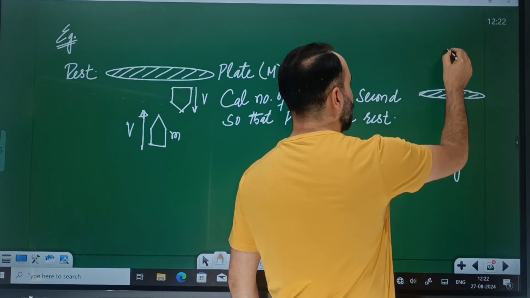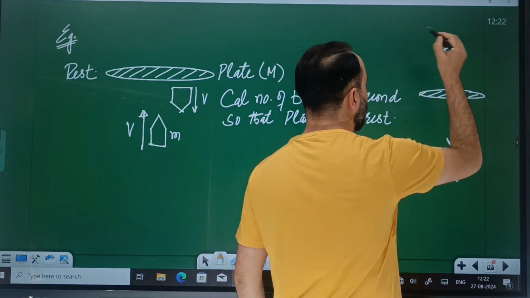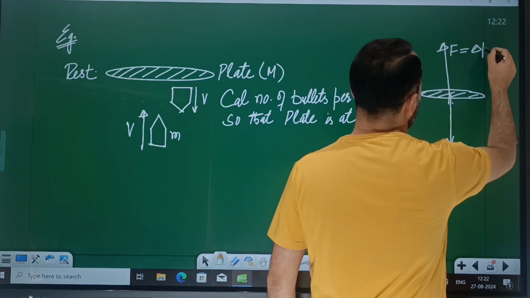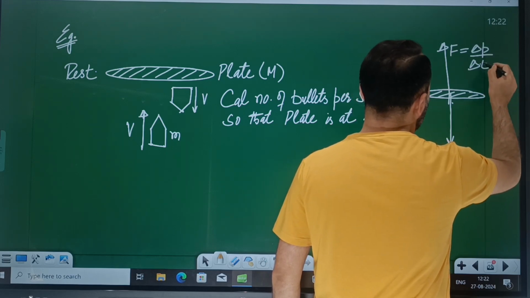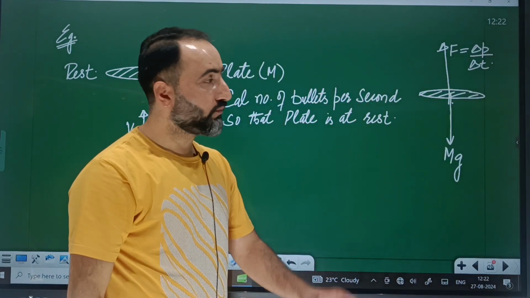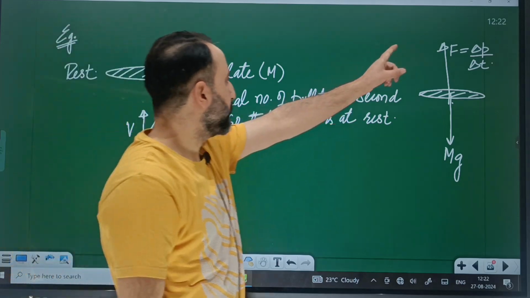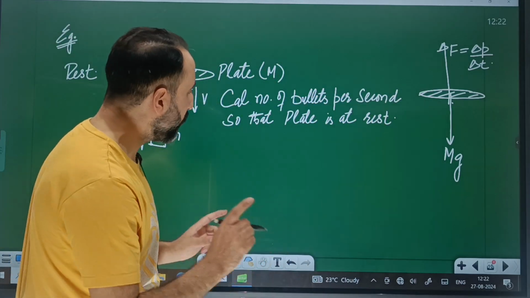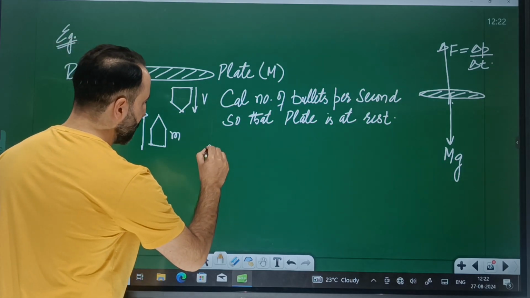Number two is the force exerted by the bullets on the plate, which is F, and that will in turn be equal to delta P divided by delta T, isn't it? Okay, that's the concept. So from there we can calculate the number of bullets fired per second. Okay, so simply I will do it like this.